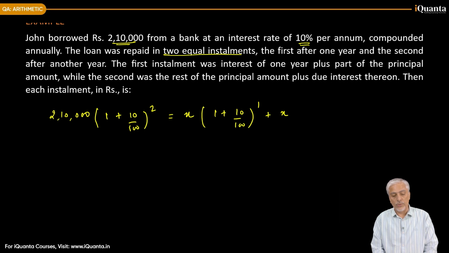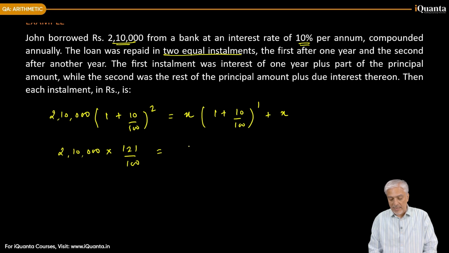The way I'd explain it to you. So we'll get 2,10,000. This will be 11 upon 10. 11 upon 10 two times will become 121 upon 100. This will become x into 11 upon 10 plus x. So I'll cut two zeros out over here. Please don't multiply.